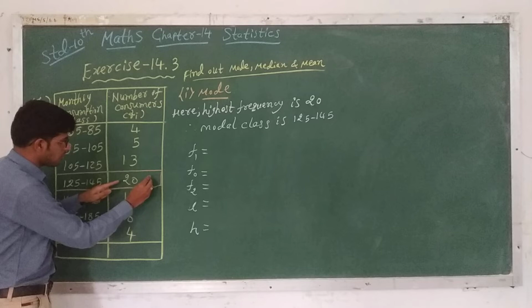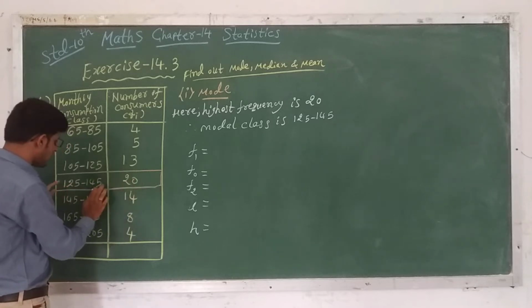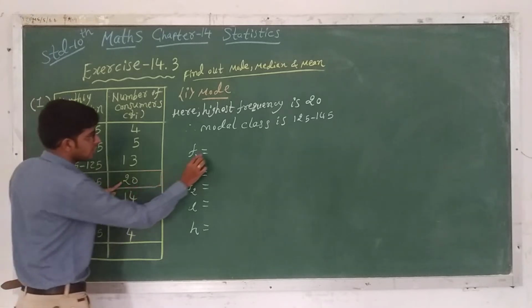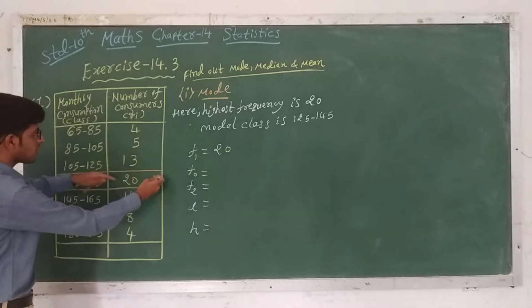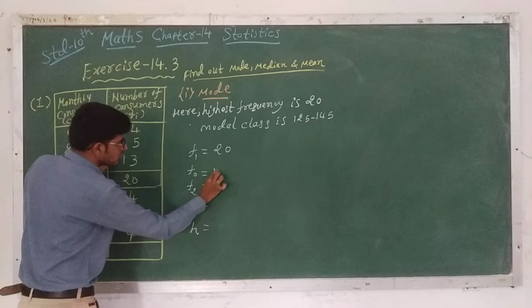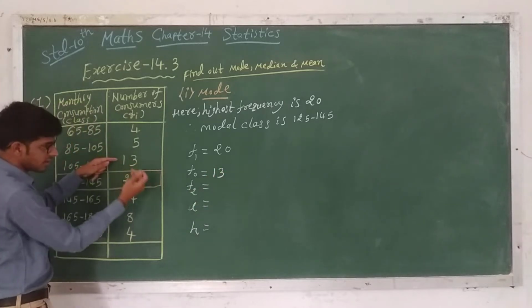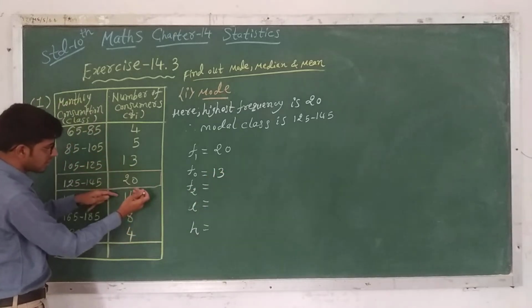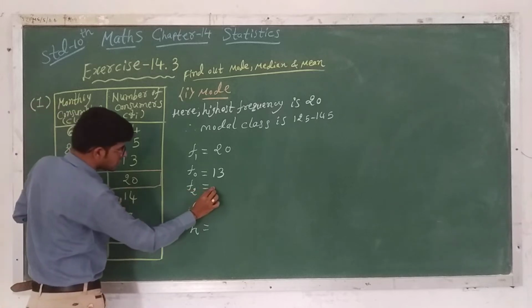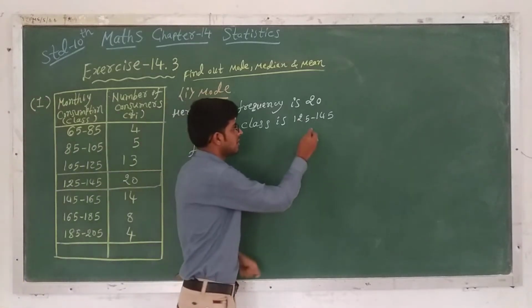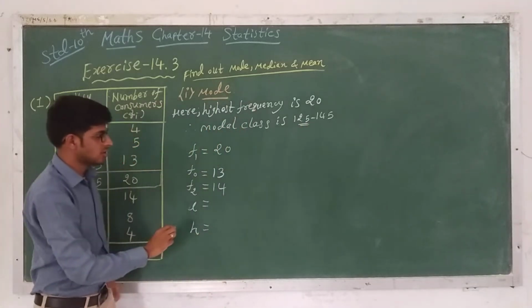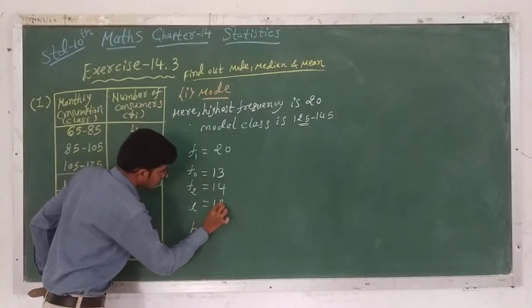So here the modal class is 125 to 145. So 20 is equal to F1. Next, the previous frequency of the modal class is called F0. So F0 equals 13. And the succeeding class frequency is called F2. So F2 equals 14. And the lower limit of the modal class is called L. So L is equal to 125.